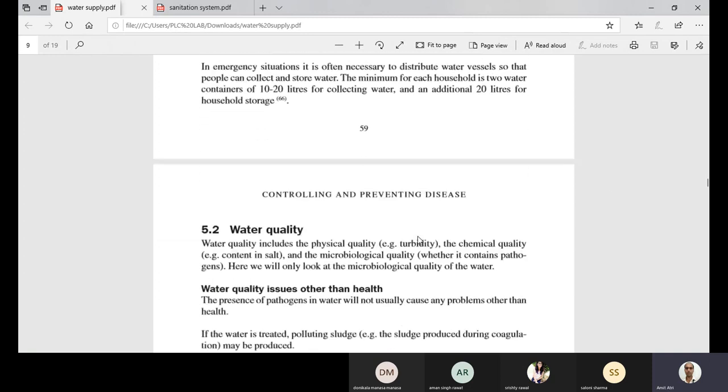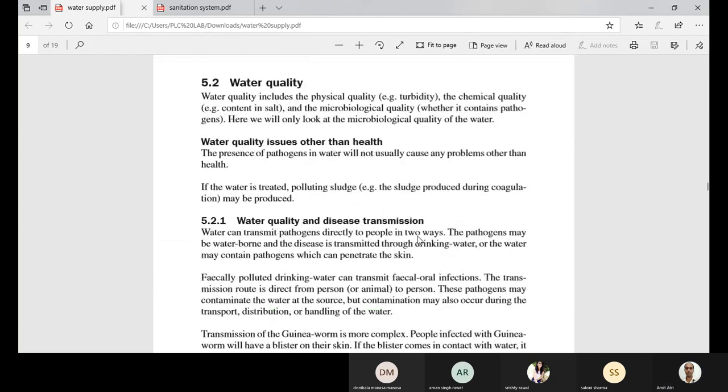Okay, so water quality. What does it include? First of all, the physical quality, chemical quality, and microbiological quality. Microbiological quality is much more related to what we have discussed in our previous topics today: the pathogens should not be present in the water. If the water is not clean, then it will not serve the purpose.